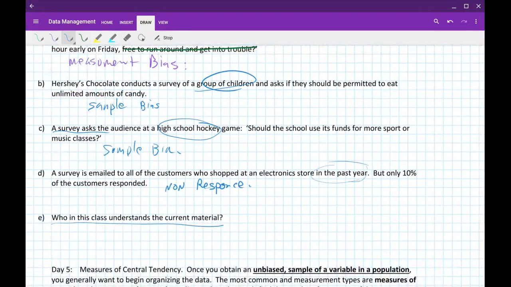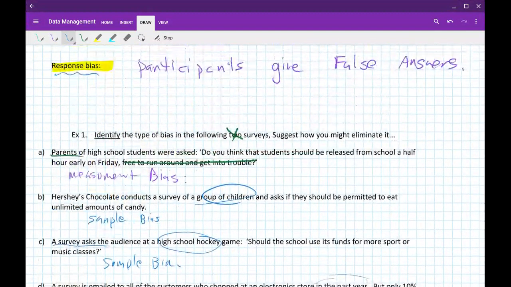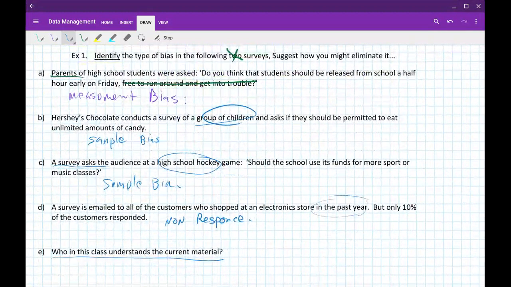Last one is, who in the class understands the current material, right? And that's like the one that I talked about earlier, where this would be a response bias. So everybody in the class would be like, oh, yeah, I get it. And so, how do you eliminate that bias? What you do is you actually ask each individual person, not do you understand the material, but you actually ask them a question to test whether or not they understand the material, right? Which is why I have to give you guys tests on this stuff rather than just calling you up and being like, hey, do you understand that section? You do? Oh, great. Okay, here you go. Anyway, so that would be a response bias. All right.